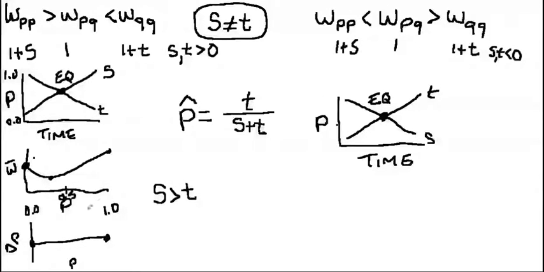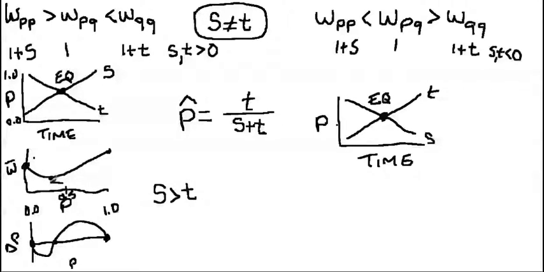So that means that our equilibrium point here is going to be less than 0.5. We'll still have delta P being negative for that portion and positive for that portion. So it seems kind of counterintuitive in that when S is greater than T, the equilibrium value moves to the left.